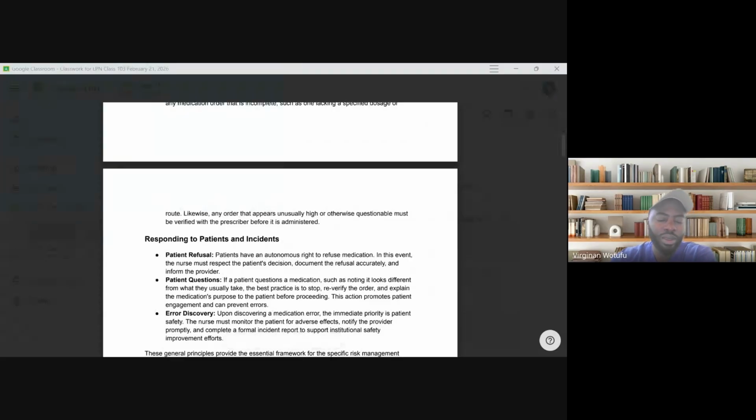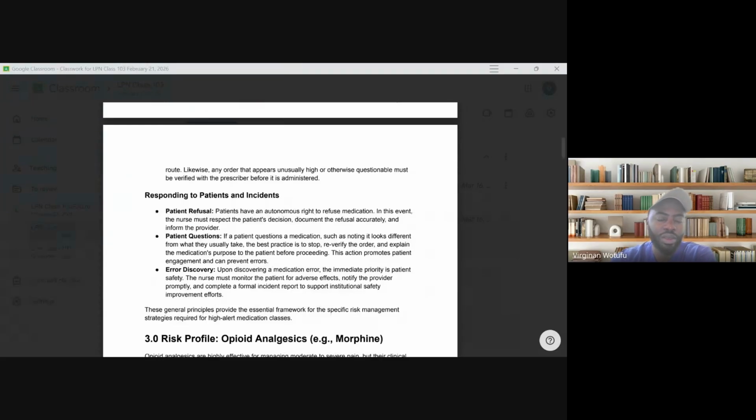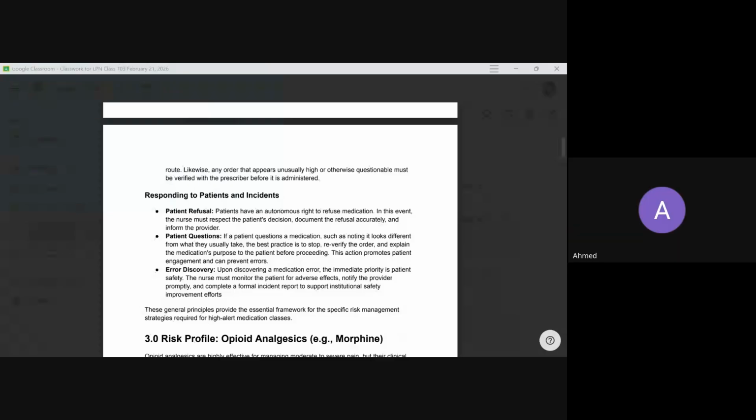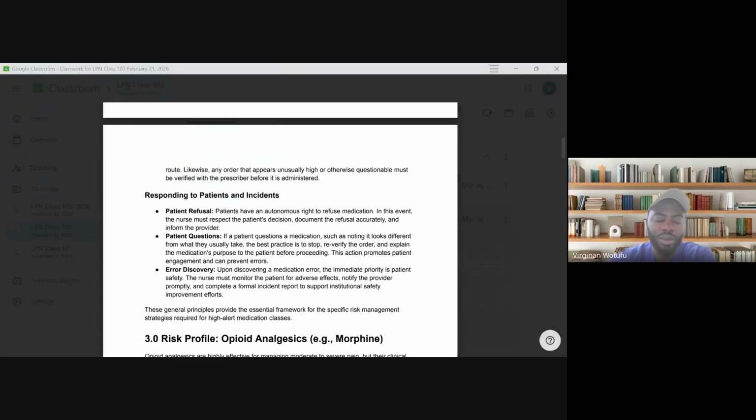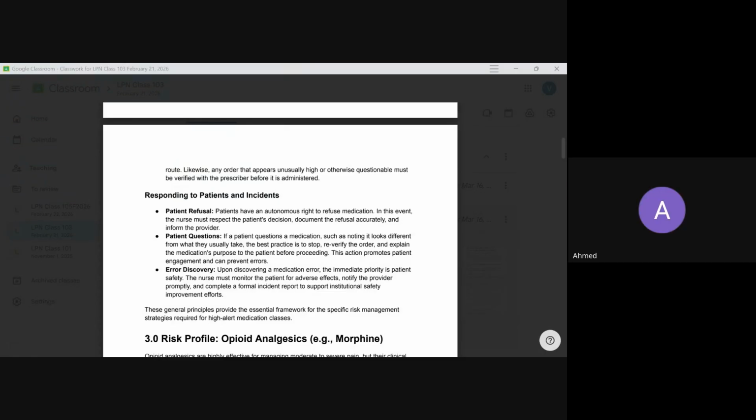So during medication administration, you have patient refusers, right? Patient questions, like we mentioned earlier. What do you do when a patient refuses treatment? Yeah, respect the patient because of patient autonomy. It's their right to refuse medication, and inform and notify the doctor.